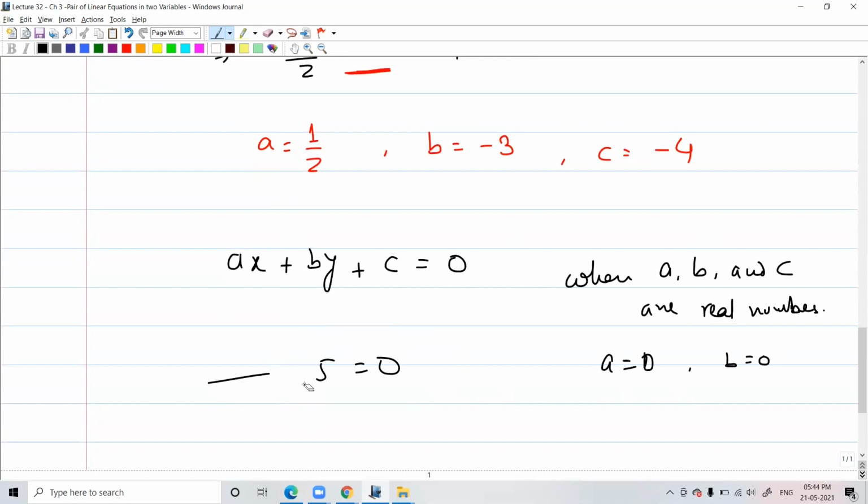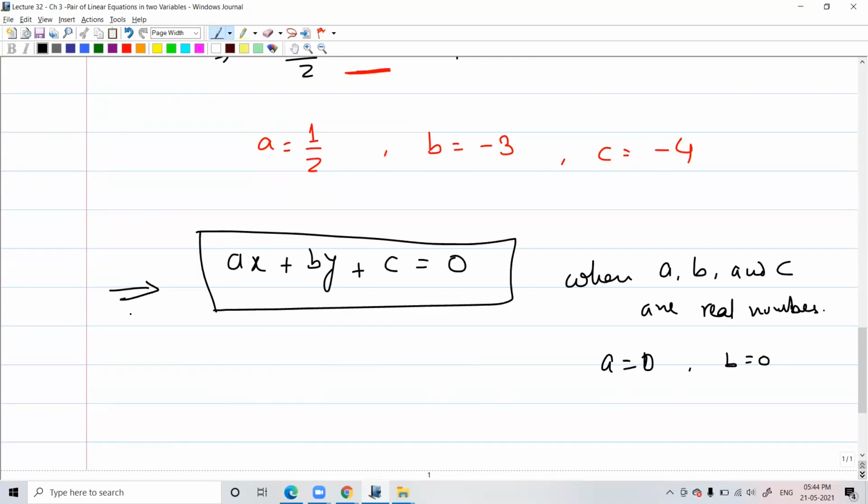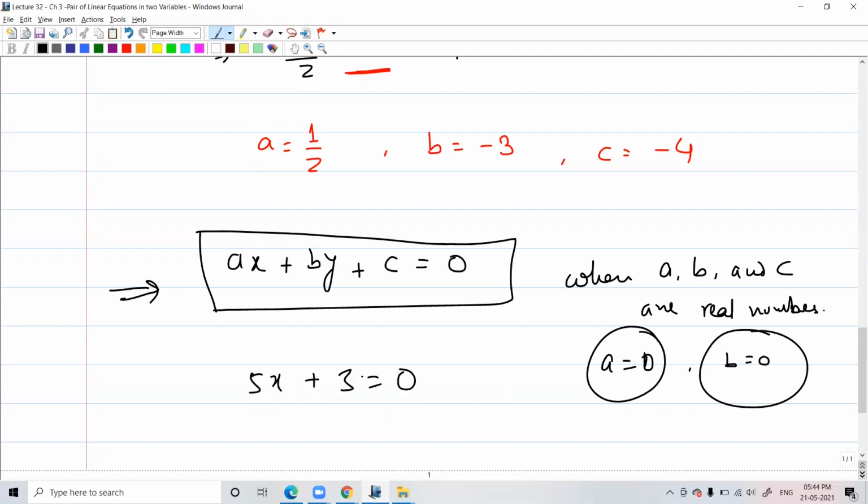Sir. So there is a problem. I need to do something about it. I need to specify whenever I'm writing the standard linear equation in two variables in this standard form, I should tell that A and B both cannot be 0. So any one of them can be 0. I can write 5x plus 3 is equal to 0. Still, I can qualify this as a linear equation in two variables. Let's say I have 5x and the coefficient of y is 0. So 0 times y plus 3 is equal to 0. Okay.